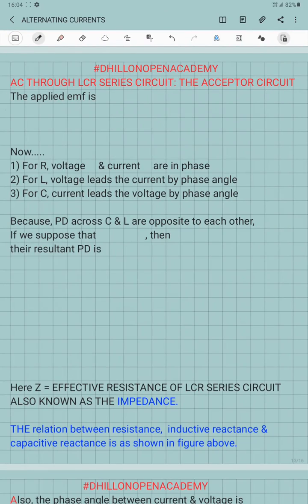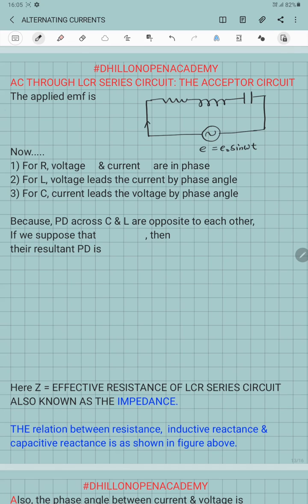Welcome to part 5 of our current chapter, alternating current. Today we are going to discuss the passage of alternating current through an LCR series circuit, which is also known as the acceptor circuit. So here we have a resistance, inductance and a capacitor, all in series, connected with an alternating source of EMF E equal to E naught sin omega t.